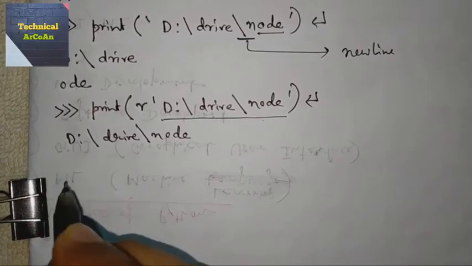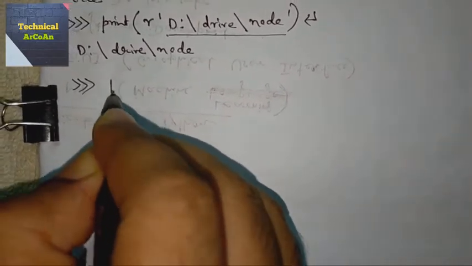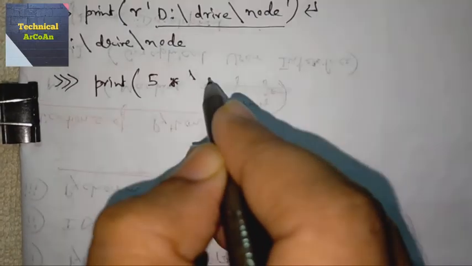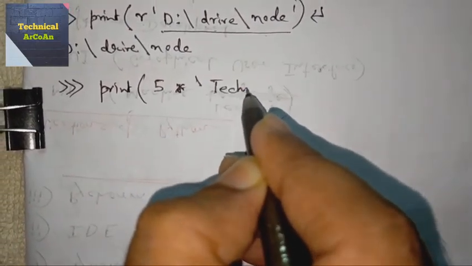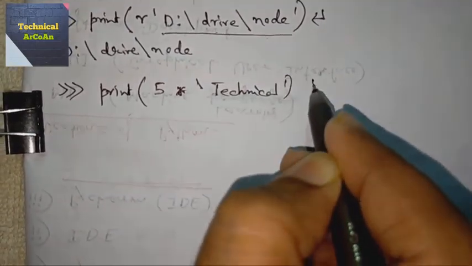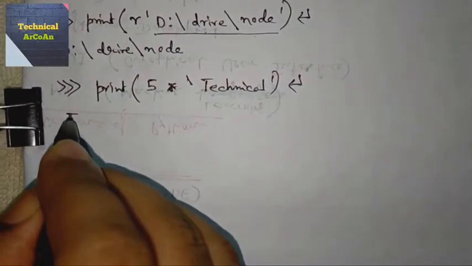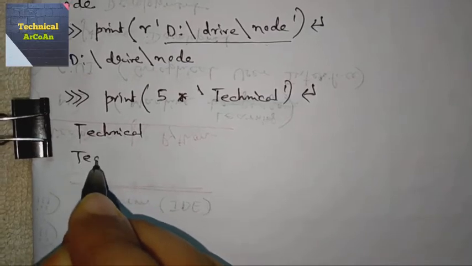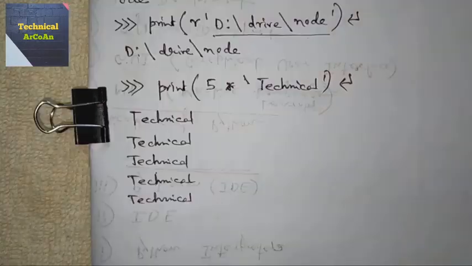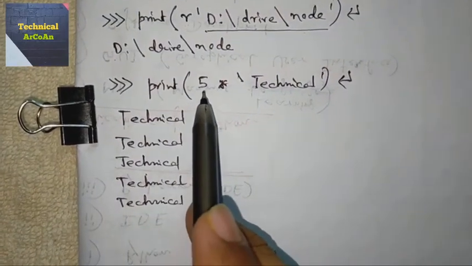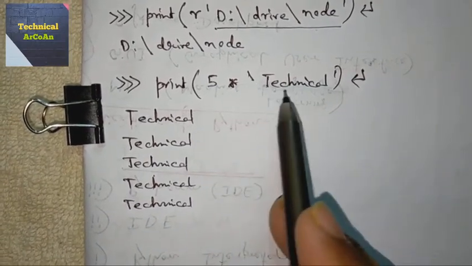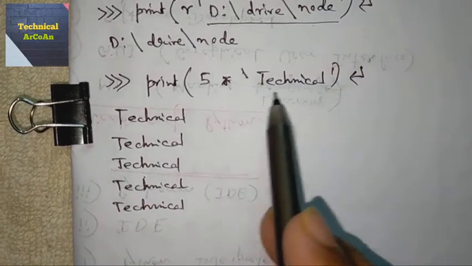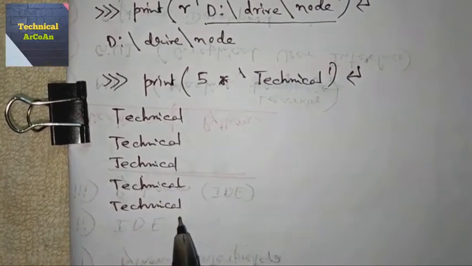Okay. Now go for another example of print. Suppose we have written print and we write 5 asterisk, and suppose we write here technical. So what happens if we write that? The word technical will print 5 times. So when we write print and after 5 asterisk, within single quote, the string, suppose technical, it will print 5 times the string whatever we have written. The technical will print 5 times.